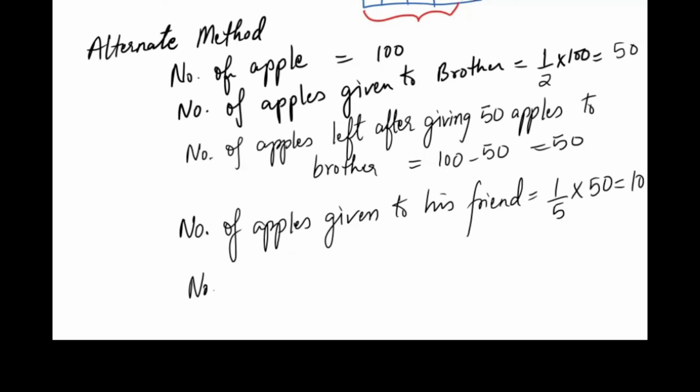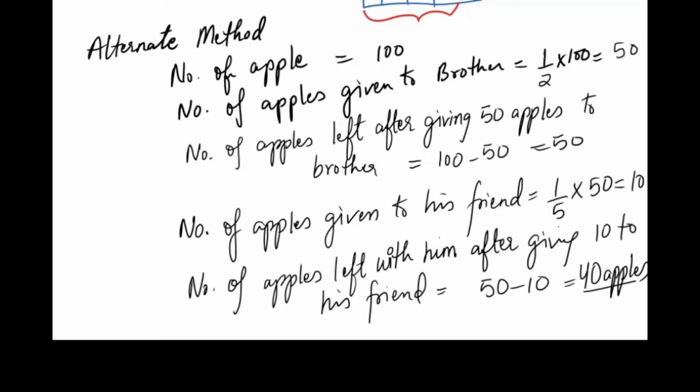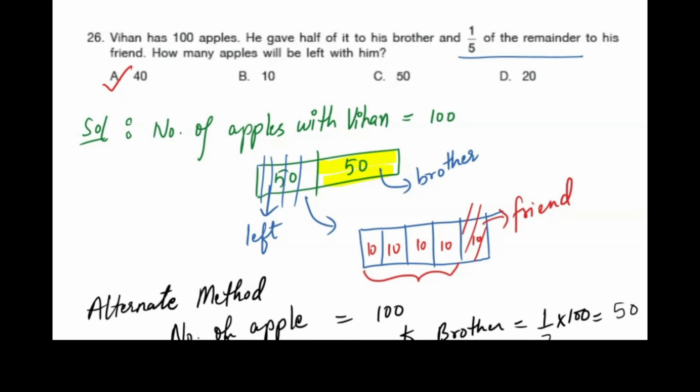Now, number of apples left with him after giving 10 to his friend is equal to 50 minus 10, that is equal to 40 apples. 40 means option A is the correct option.